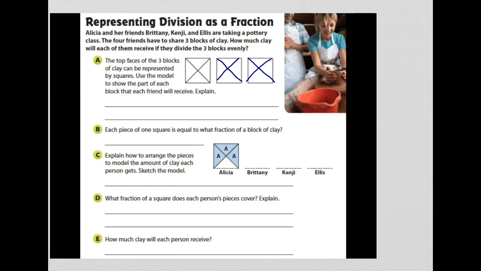And now we split those 3 blocks of clay into 4 equal sections. So we split each box into 4 equal sections.